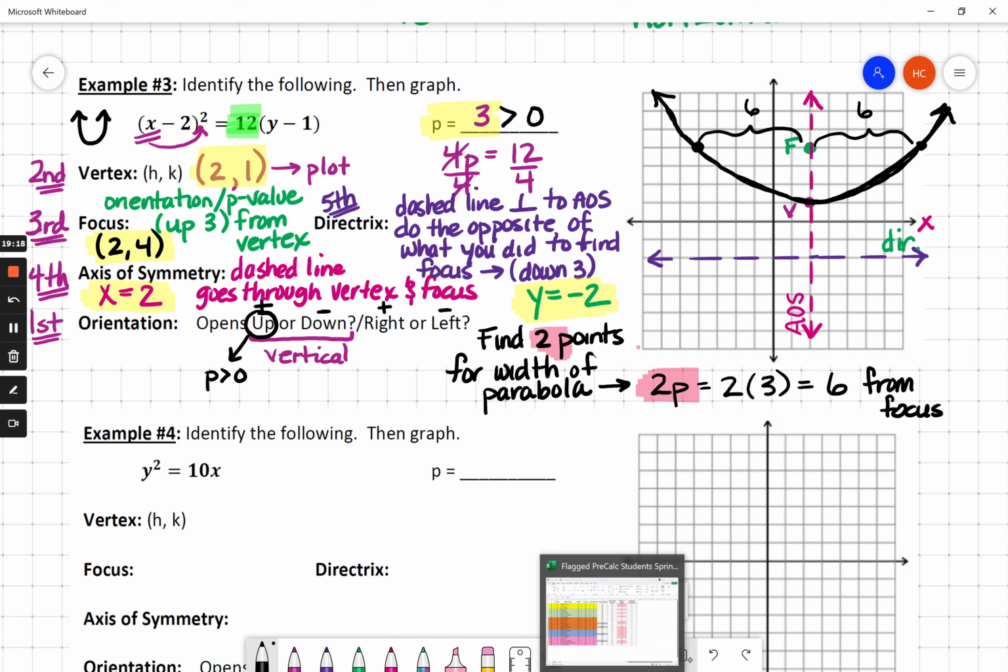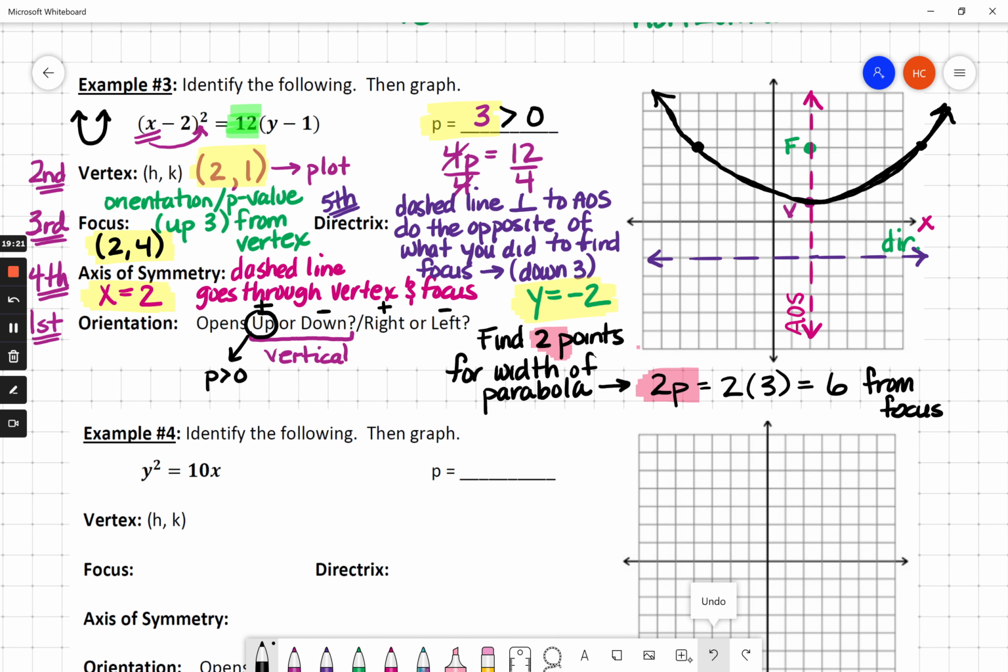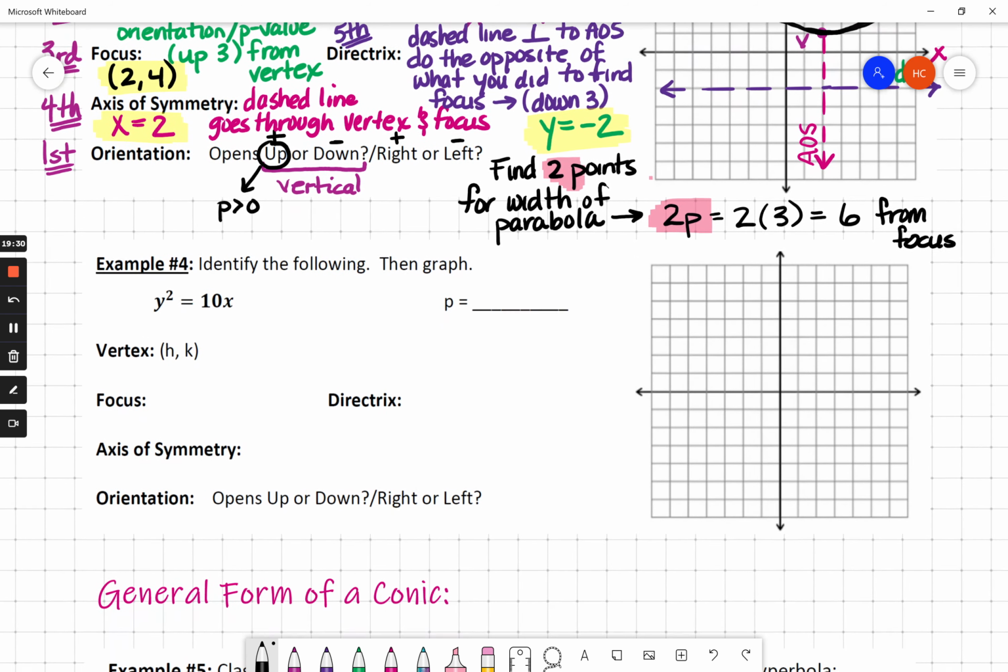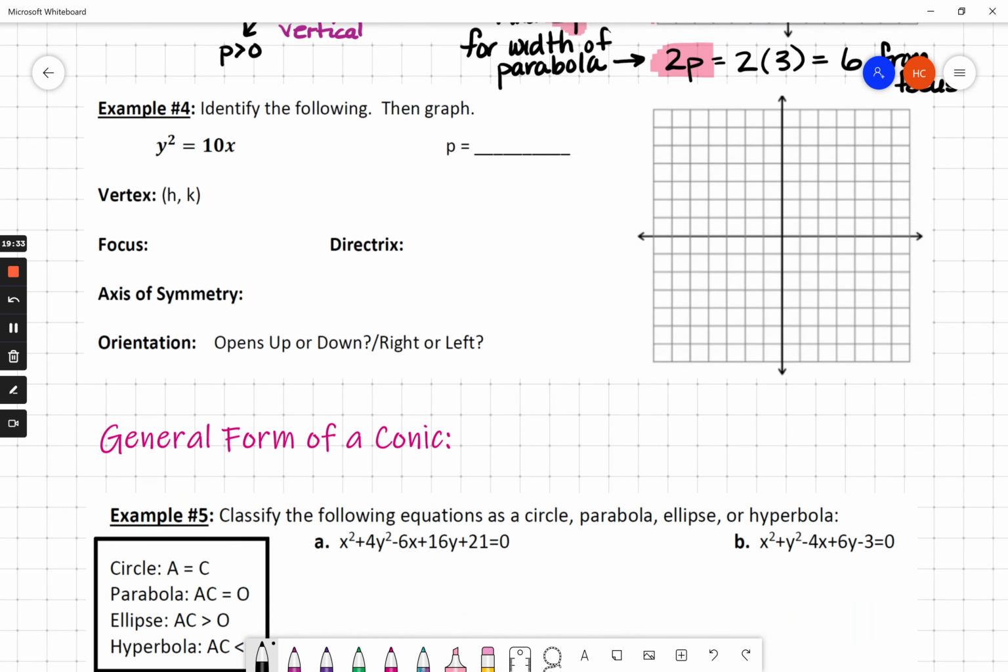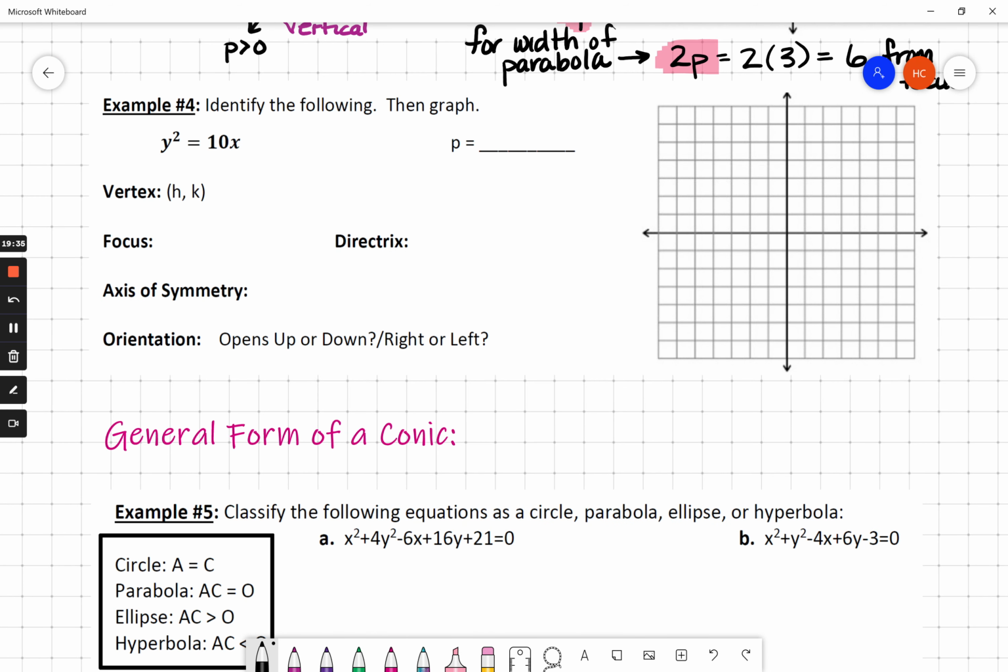All right. So let's do this last problem without having to write all the details that we just did in the previous problem. You can see that it's pretty straightforward. Notice that the y is being squared. Since the y is being squared, we know it's going to be a horizontal facing graph. So I'm going to put horizontal, and we have to determine if it's right or left.